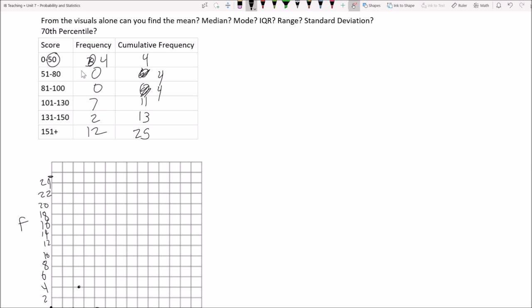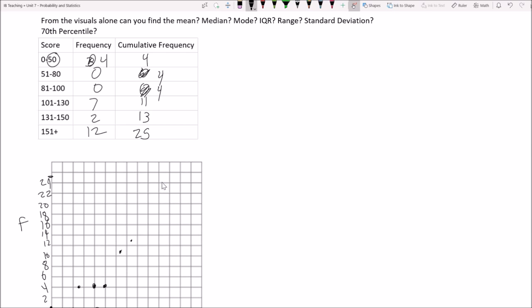The next one we're going to go to 80, and that's still going to be 4. And then we're going to go to 100, and that's still going to be 4. And then we're going to go to 130, but now we're up to 11. So 130, and we're already up to 11. I'm going to go to 150, and I'm going to be at 13 now. So 150, and we're now at 13. And then if we go to 151 plus, we get 25.